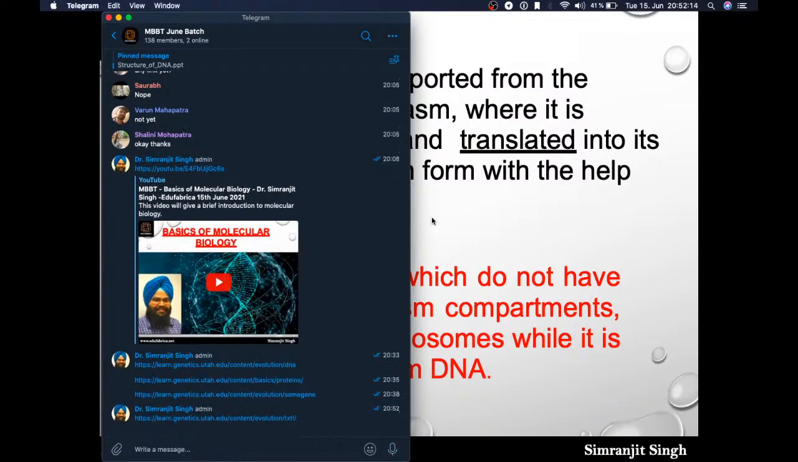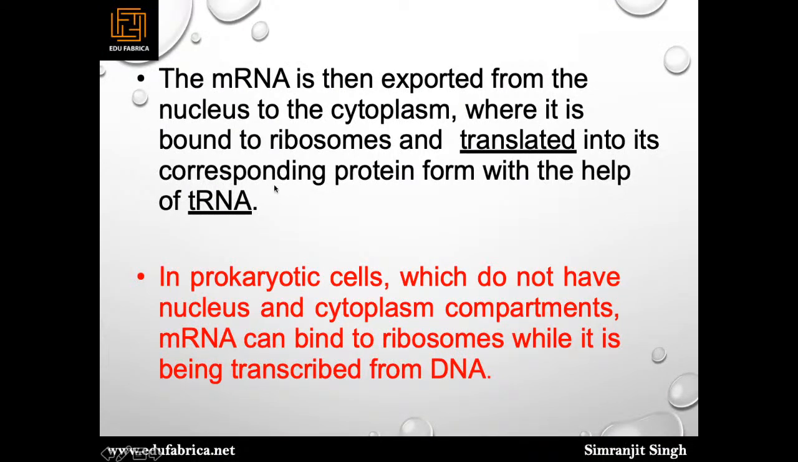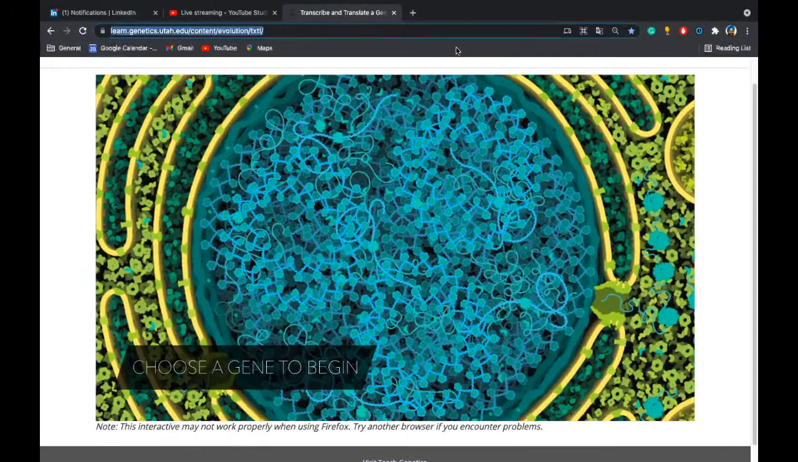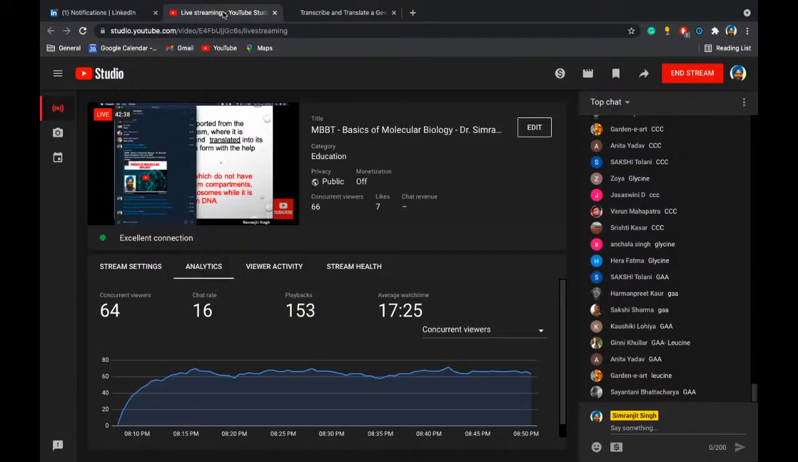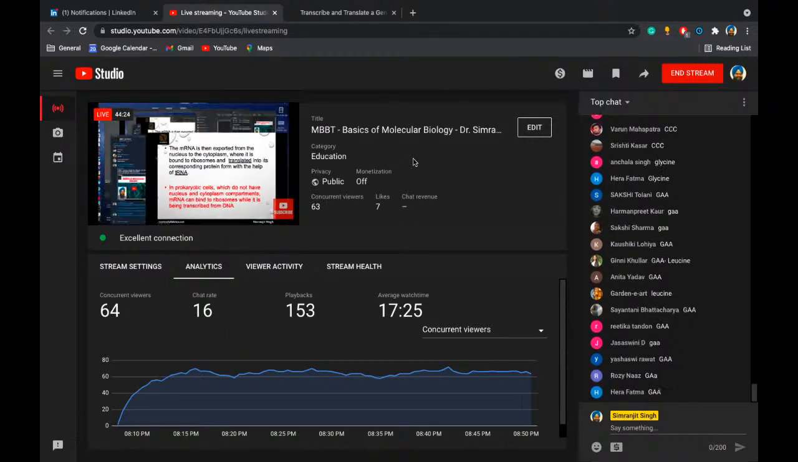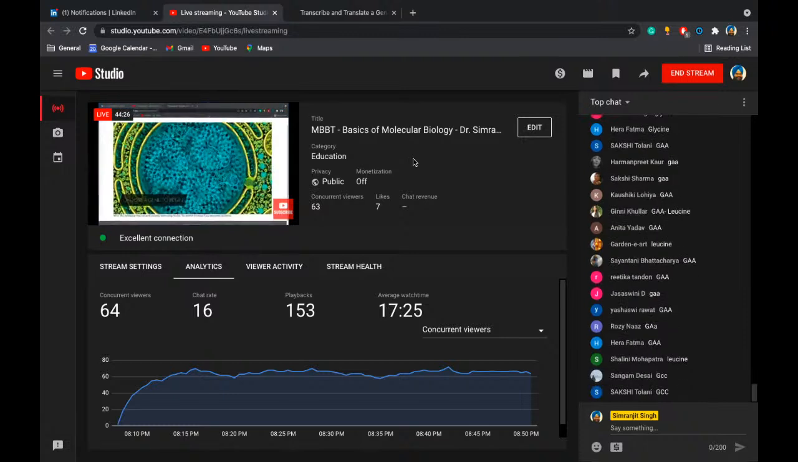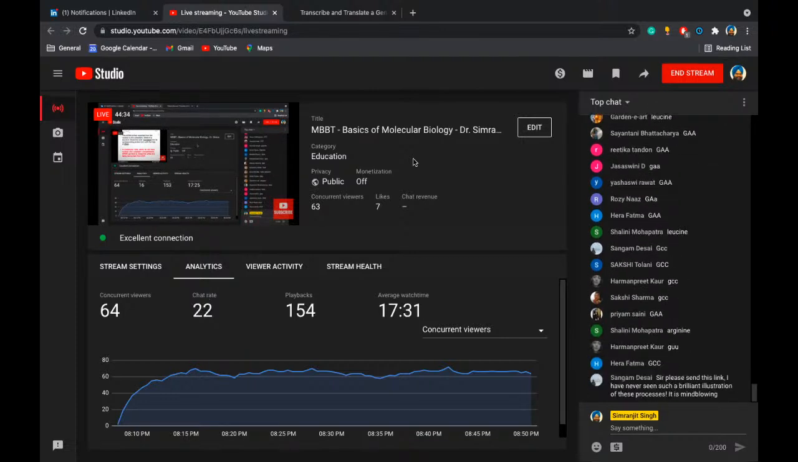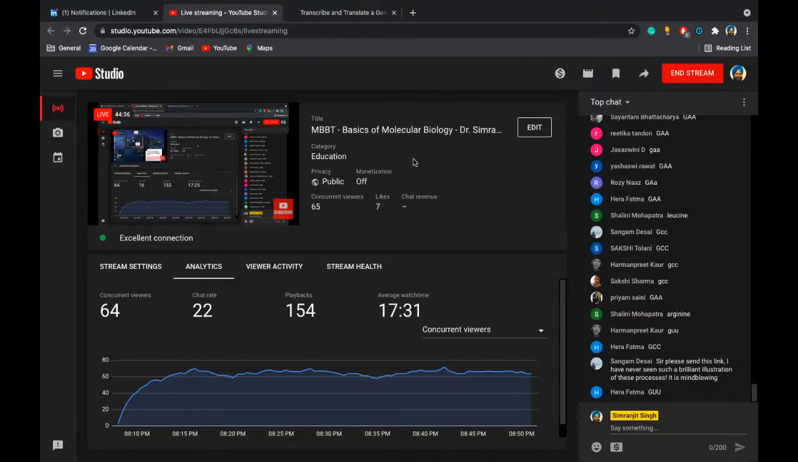So yeah, now we have just discussed completely how your transcription and your translation, with the help of your tRNAs, ribosomes, mRNA, DNA, cytoplasm, nucleus, all these together, are playing a very big role in helping us understand the basics of molecular biology, that we are studying for so many years in the books.